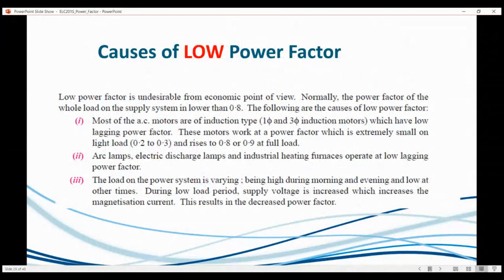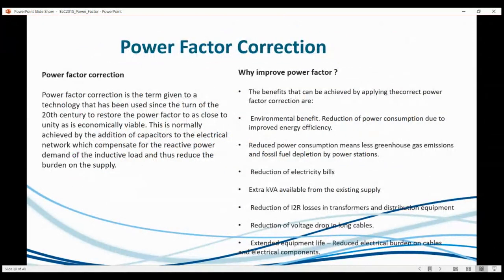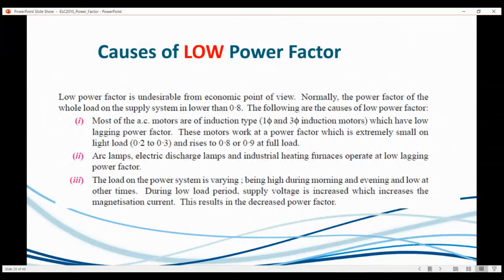And this is the typical point here of power factor, and it says a low power factor is undesirable. In fact, normally the power factor of a whole load system is lower than 0.8. So in fact, we typically want a range from 0.85 to 0.95, or it can never be 1. And they're saying the following causes of low power factors are the following.